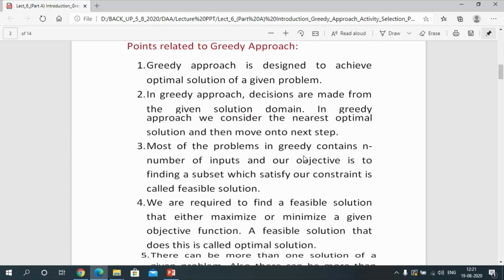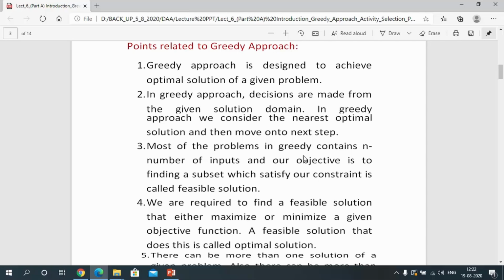So there are certain points related to the greedy approach. The first one is that the greedy approach is designed to achieve the optimal solution of a given problem. In the greedy approach, decisions are made from the given solution domain. That is, we are given a set, and out of this set we are choosing the one. And while using the approach, we consider the nearest optimal solution and then move on to the next step.